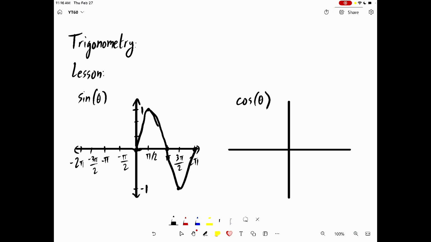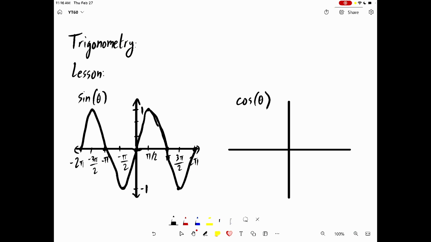Now, this is just one half of the graph. What we're going to do is extend this graph to the opposite side. Sine of negative pi over 2 is negative 1, and it's the same as 3 pi over 2. Negative pi is the same as pi. Same with negative 2 pi. And for negative 3 pi over 2, it's 1. The graph of this would look something like this.